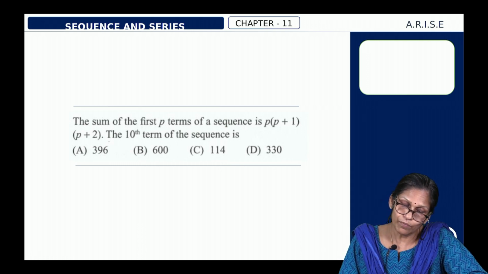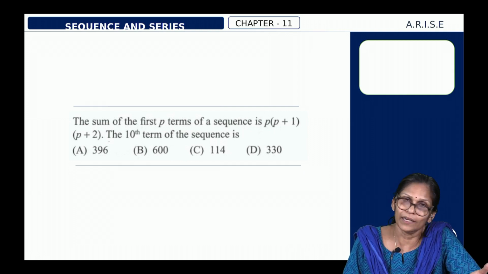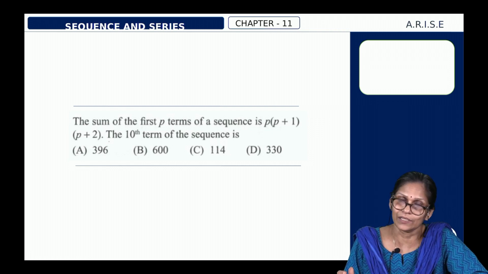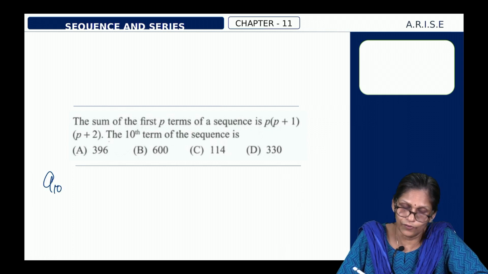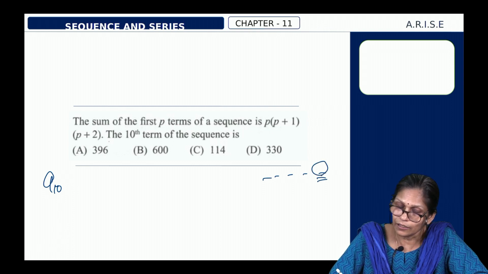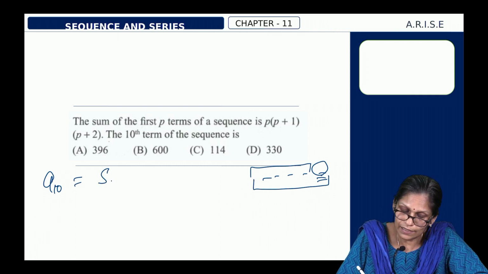Now, the sum of the first p terms of the sequence is this. If you actually put in the values of p, you will realize that this is not an AP, not a GP, nothing. Yet you are asked to find the 10th term of the sequence. Isn't the 10th term equal to the sum to 10 terms minus the sum to 9 terms? So, the 10th term is S10 minus S9.